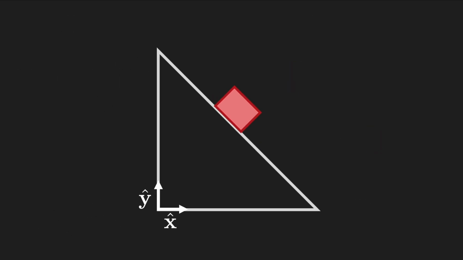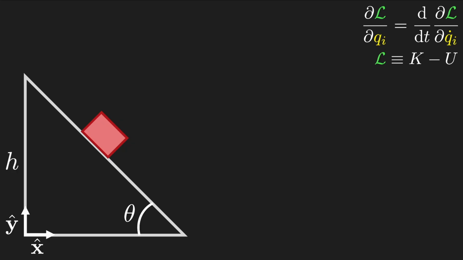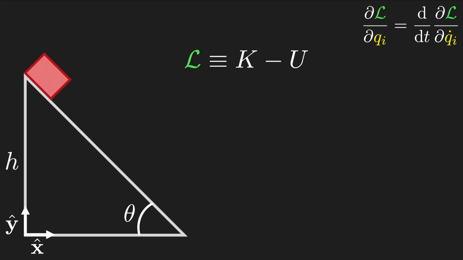Now that we've reviewed the Euler-Lagrange equation, let's begin by solving the problem. I've put the relevant equations in the top right corner. Let's start by figuring out the expression for the Lagrangian. Now, the Lagrangian is equal to the kinetic energy minus the potential energy.